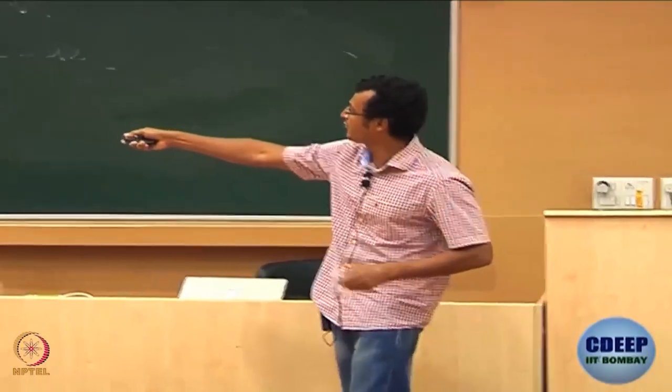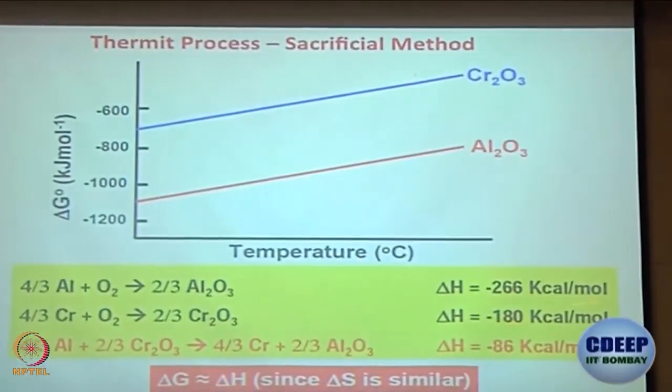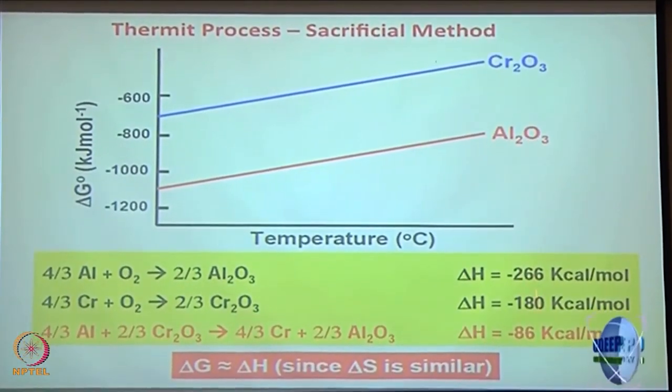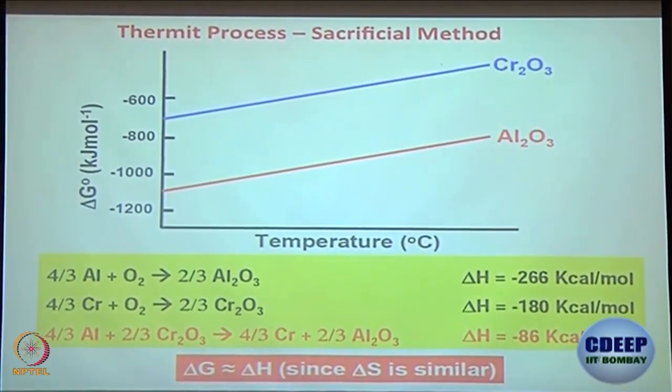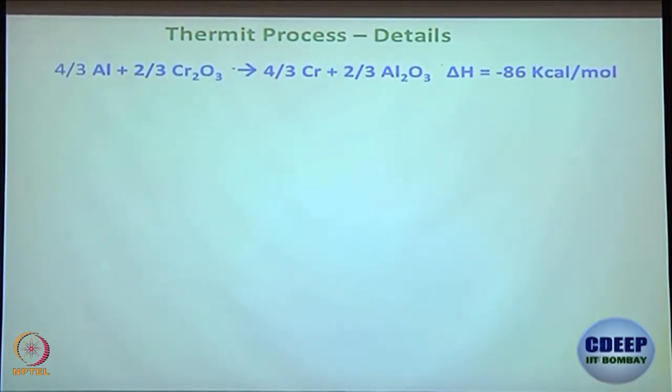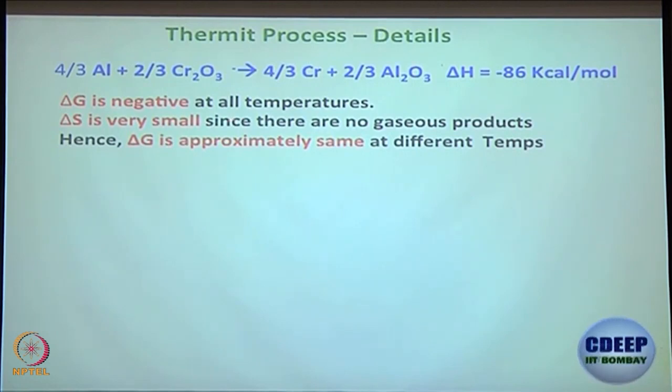Since delta S is similar, the T delta S term you can kind of delete. So, over here, if delta G for this reaction is minus 266 and delta H is minus 180, overall for this reaction delta G is going to be minus 86 kcal per mole, right. Now, this is what we know as the Thermit process. Delta H is minus 86, delta G is negative, delta H is very small, so delta G is approximately the same at different temperatures. With respect to temperature you are not going to see much difference in delta G. Whatever temperature you do the reaction at, you are supposed to get the Thermit process, alumina plus chromium, and chromium oxide can be converted because it is becoming independent of temperature.